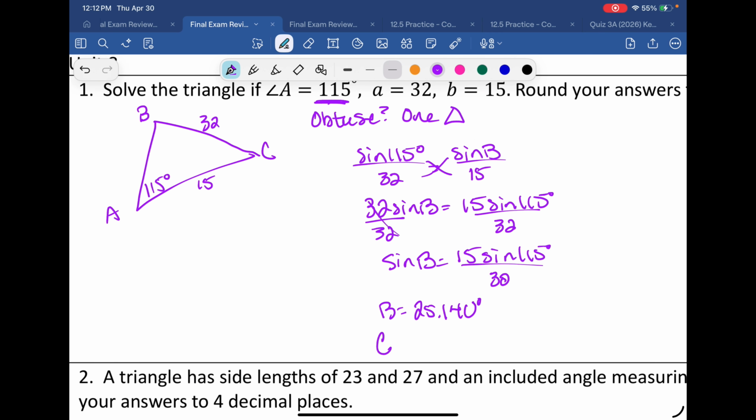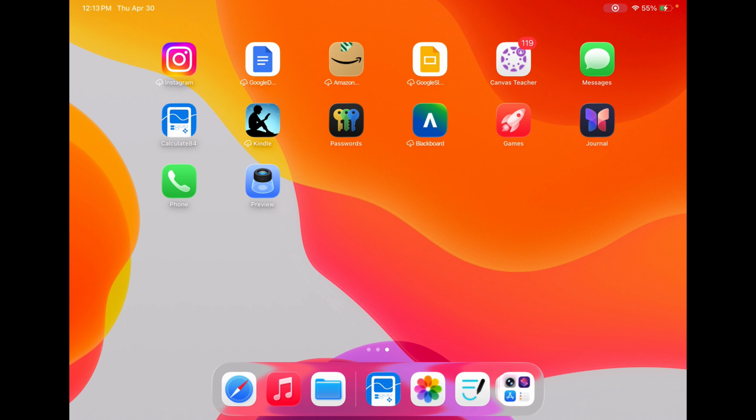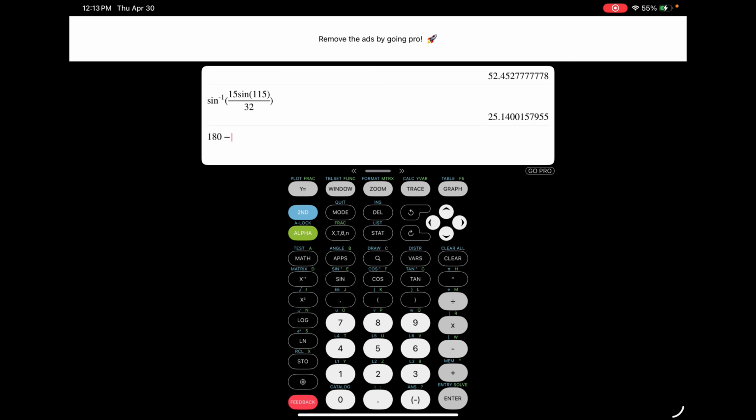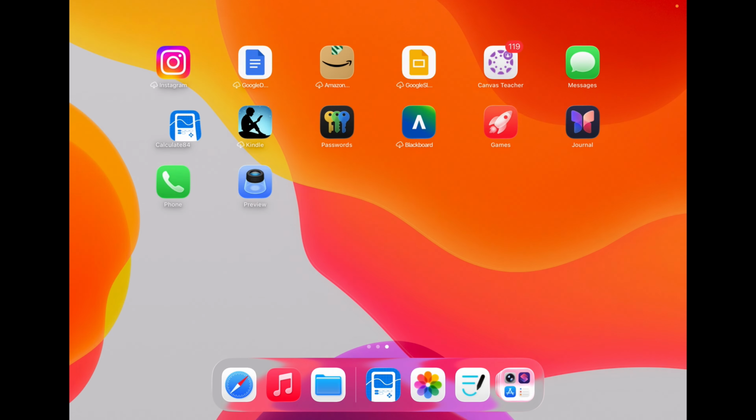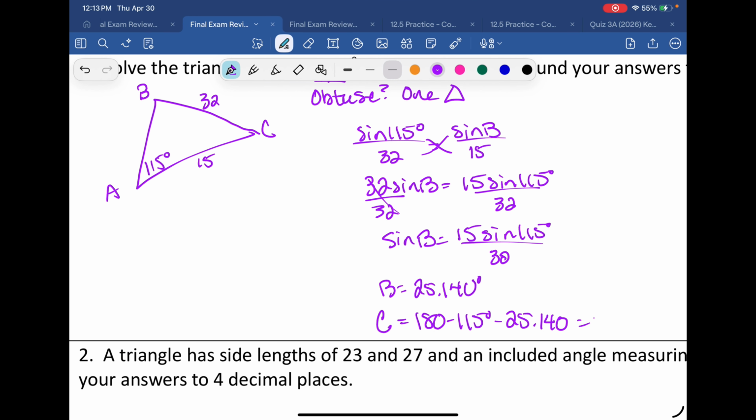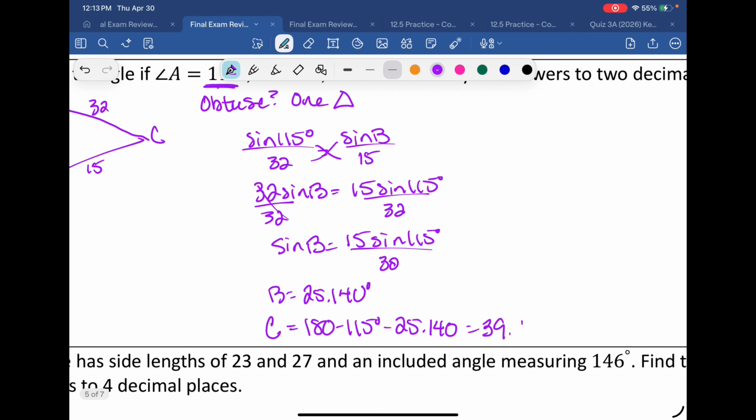So angle C would be 180 minus the given minus angle B. 39.860. So the next thing we want to do is we want to find that missing side. And so the only side we were missing was side C.